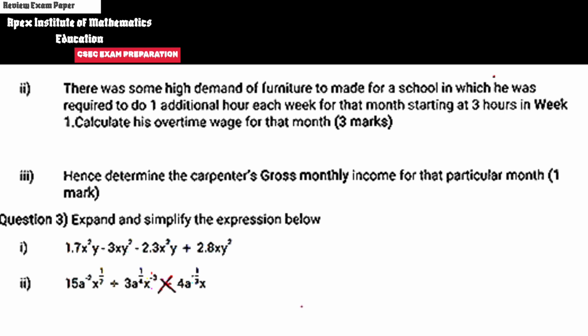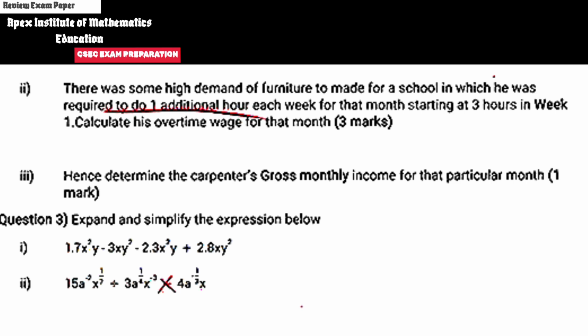Now, there was some high demand for furniture to be made for a school, in which he was required to do 1 additional hour each week for that month, starting at 3 hours in week 1. We have to calculate his overtime wage for that month. What I was trying to convey to the students is that in week 1 of overtime, he would have started with 3 hours working overtime.